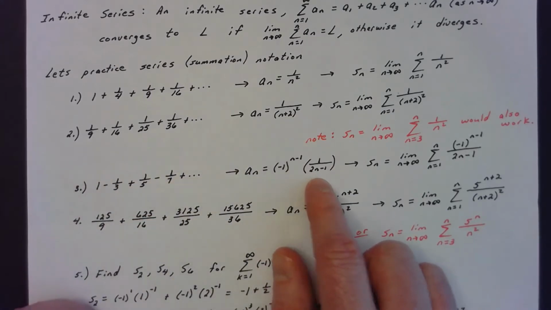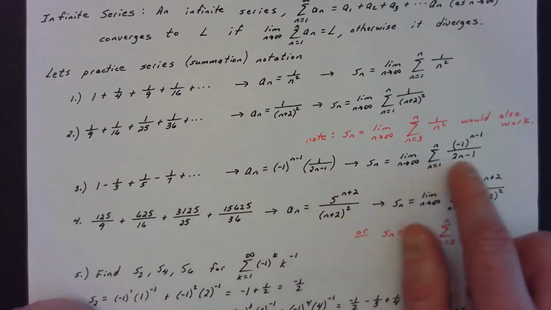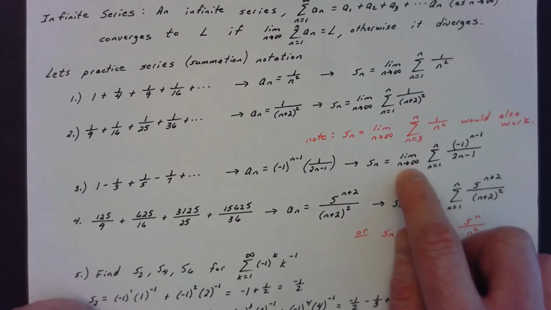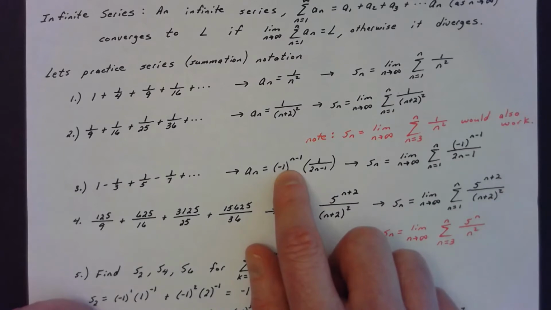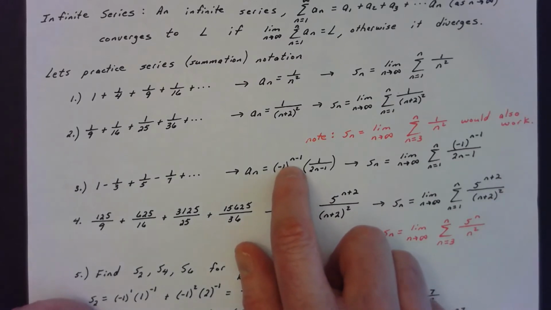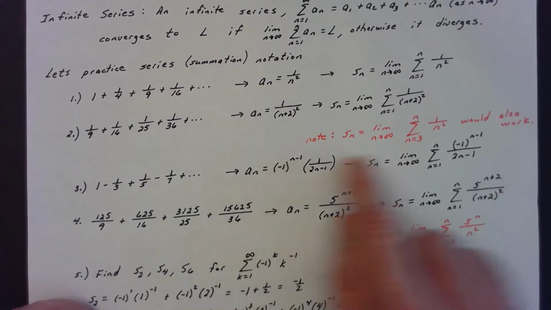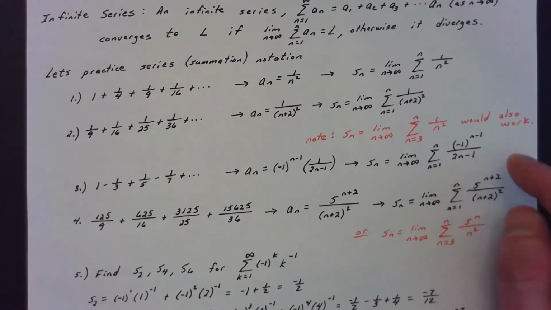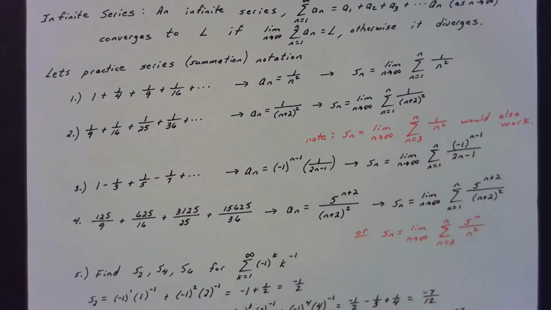So I can say, okay, then my summation formula is the summation from n equals 1 to infinity of this general term. And what I've done with this general term is I just said, well, that negative 1 to the n minus 1 might as well just go up into the numerator of that general term, the oscillating sign.